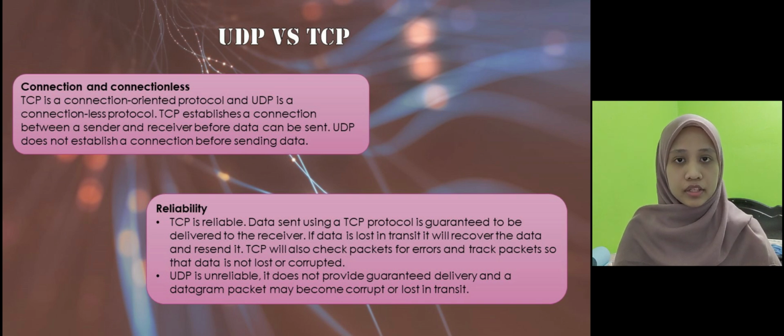Okay, next, second is reliability. TCP is reliable. The data sent using the TCP protocol is guaranteed to be delivered to the receiver. If the data is lost in transit, it will recover the data and resend it. TCP will also check packets for errors and track packets so that data is not lost or corrupted. Meanwhile, UDP is unreliable. It does not provide guaranteed delivery, and a datagram packet may become corrupt or lost in transit.